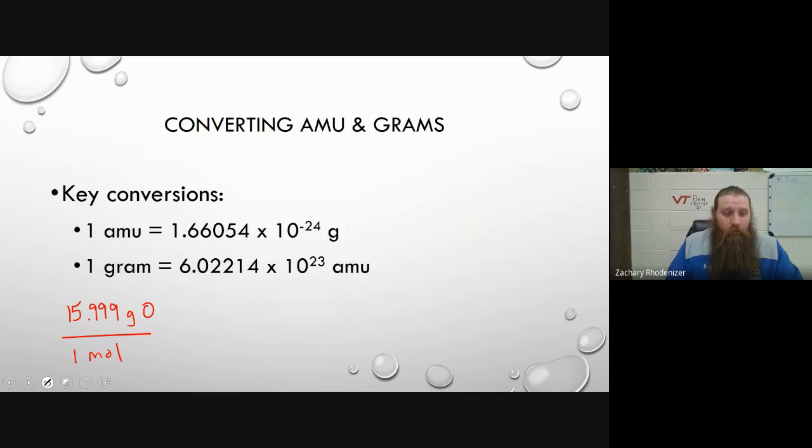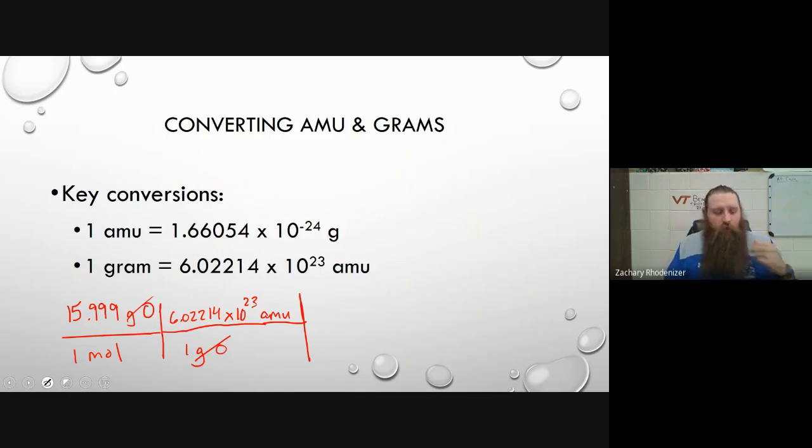It's a big number, right? Most of you can probably just look at that and go, all right, well, 1 gram is 6.02214 times 10 to the 23rd AMUs, right? And grams is going to cancel, and that leaves me with AMUs per mole. If I actually punch that into my calculator, I get roughly 9.635 times 10 to the 24th AMU for 1 mole of oxygen.